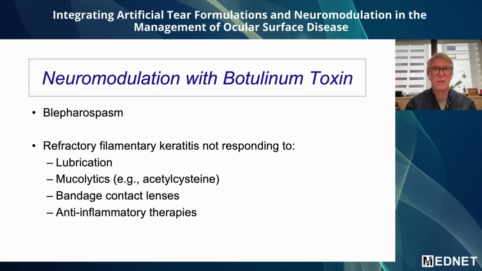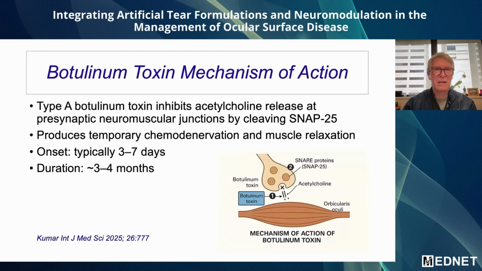Neuromodulation with Botox or botulinum toxin has been reported for blepharospasm and for refractory filamentary keratitis that hasn't responded to one of these medical therapies listed here. Botulinum type A toxin inhibits acetylcholine release from the presynaptic neuromuscular junction by cleaving SNAP25. It produces temporary chemodenervation and muscle relaxation.